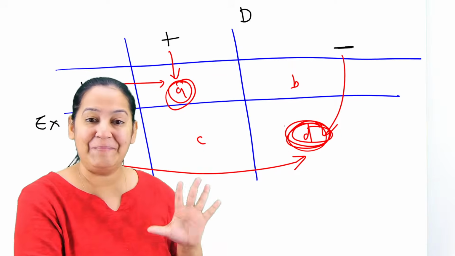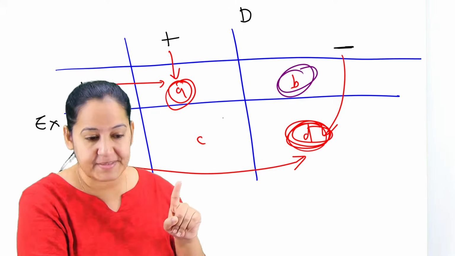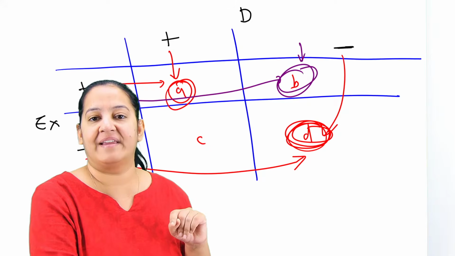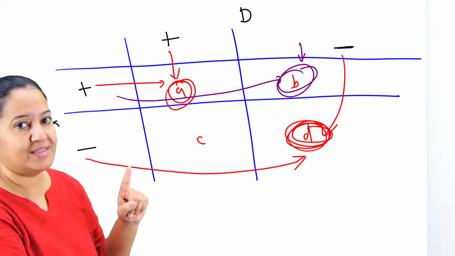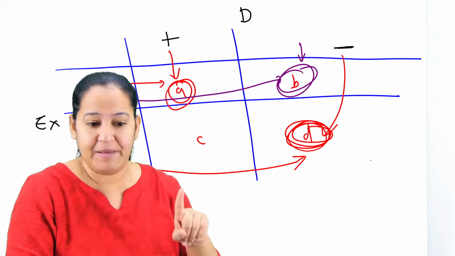Now what about B and C? You have to understand B and C are unlucky people. Who is B? B is a person who smokes. The exposure is present, but he doesn't have lung cancer yet. So he's lucky, you can say. The exposure is present, but the lung cancer is absent. That is B.